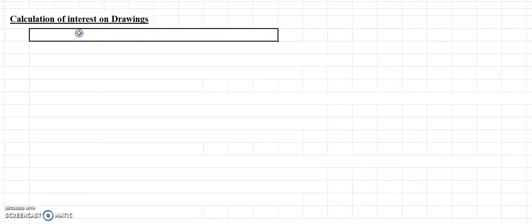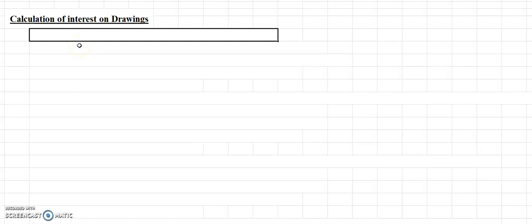Dear students, welcome back. Here we are going to calculate the interest on drawings. In the last video also we have discussed the calculation of interest on drawings. There we have calculated the interest on drawings when an uneven amount is withdrawn on irregular period of interval. We have studied the two methods, simple method and product method.